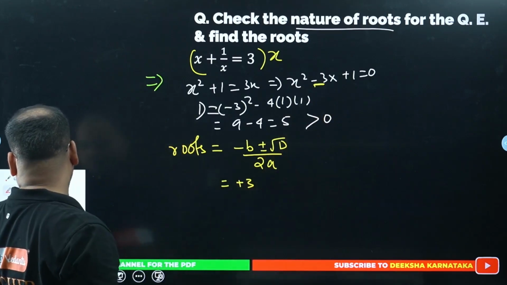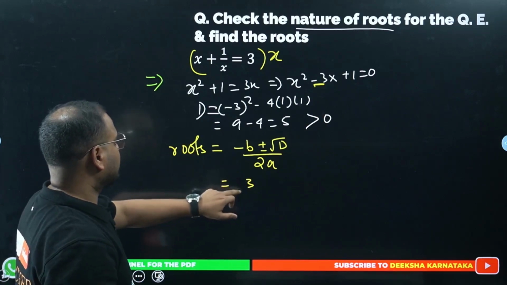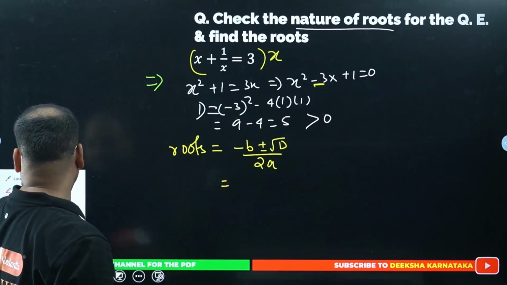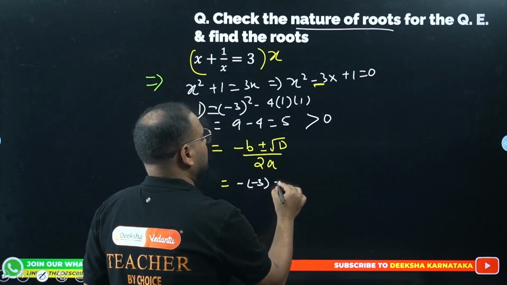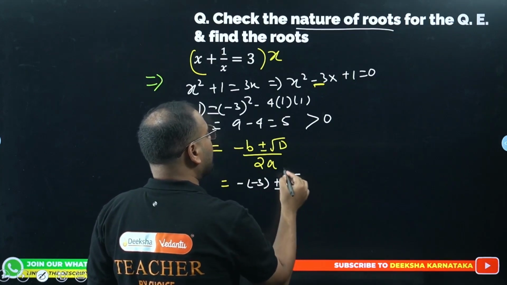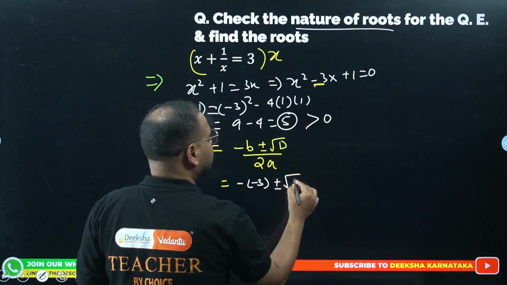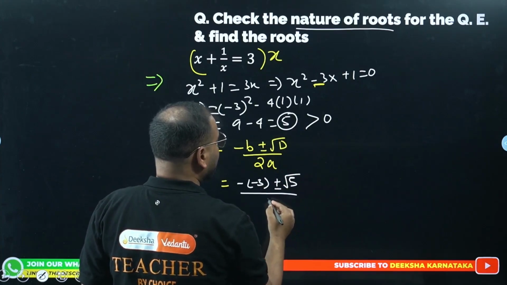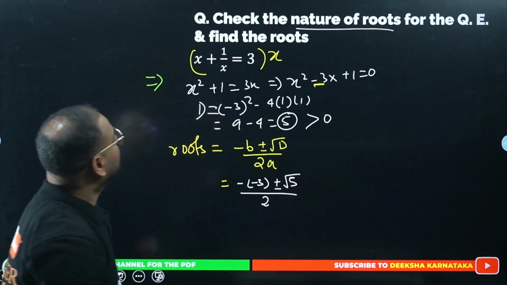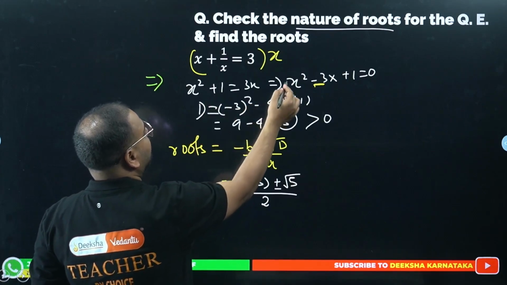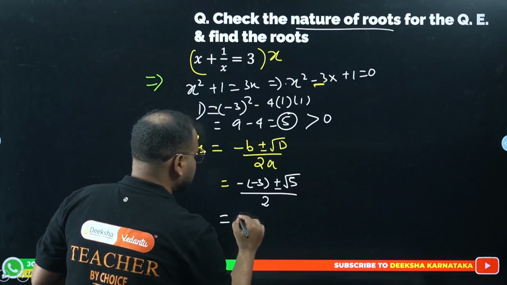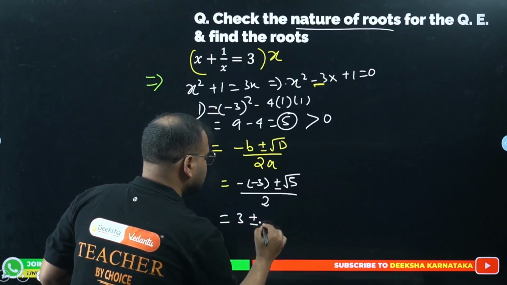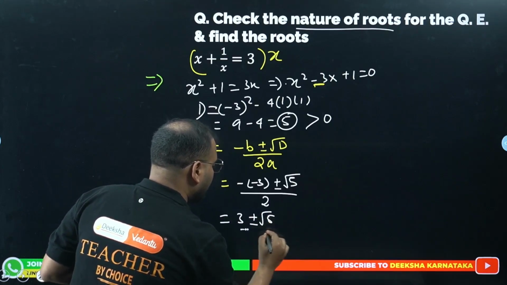Minus b will be minus of minus 3, no? If you want, I can write one more step. Let's not confuse you guys, okay? No need to skip one step. So minus of minus 3, plus minus root of D. Root D is root 5, because D is 5, upon 2a, which is just 2. A is what? 1, no? So 2 into 1 will be 2 only. I get this answer as 3 plus minus root 5 upon 2.